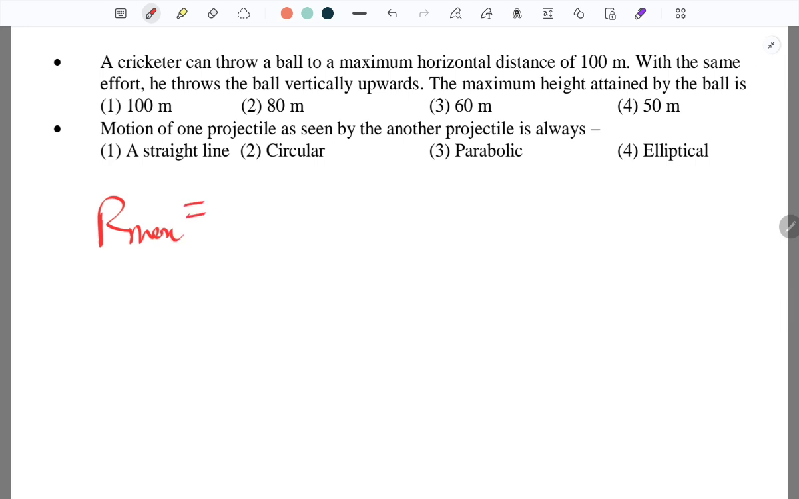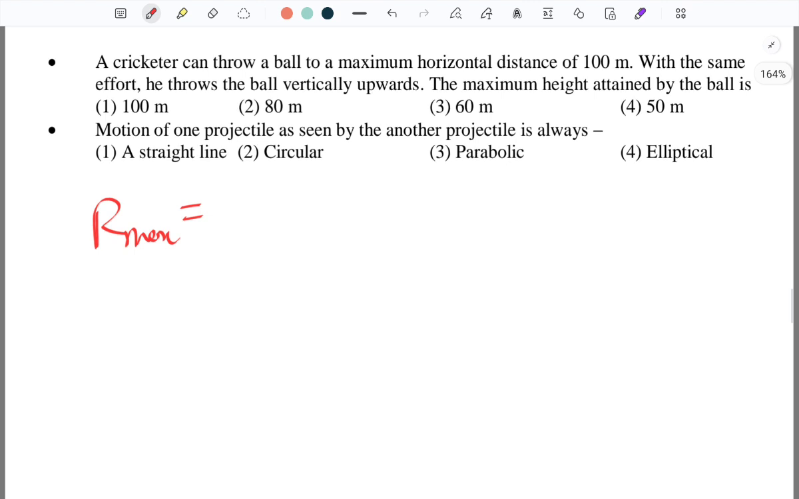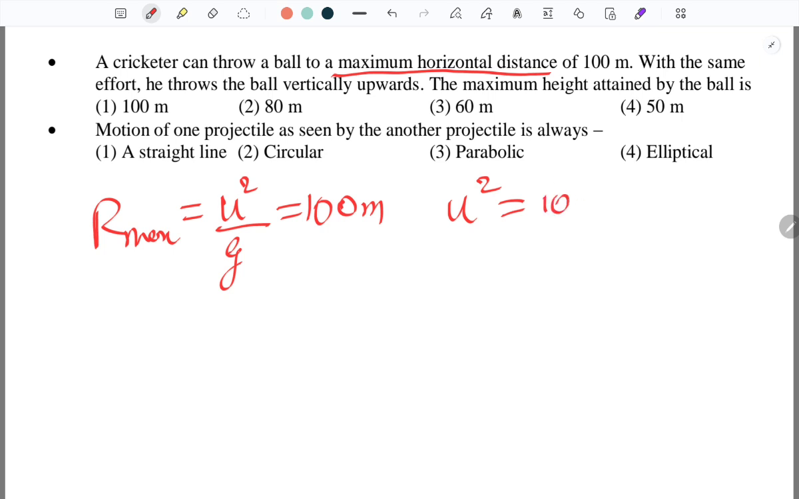When he is throwing, the maximum range which is possible is u square sin 2 theta by g is the formula, but I am only taking u square by g, that is equal to 100. I hope you understood why. He has clearly told maximum horizontal distance, so the formula will be this, u square by g is equal to 100. With the same effort he throws the ball vertically upwards, so from this we need to take something. u square will be equal to 1000. I'm assuming g as 10.